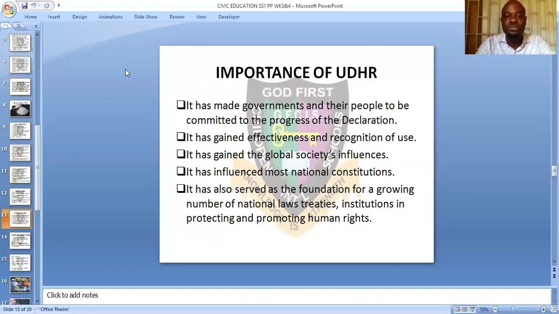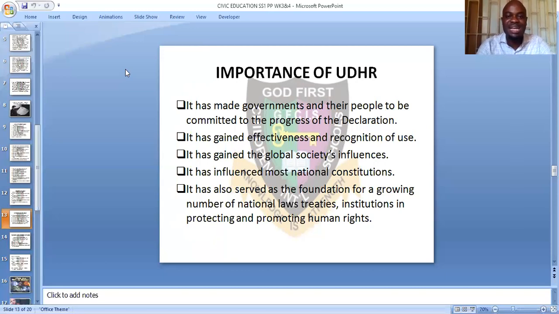Importance of UDHR. Number one, it has made governments and their people to be committed to the progress of the declaration. And because this is a universal thing, it has actually made the government and the citizens to be committed to the progress of the declaration.